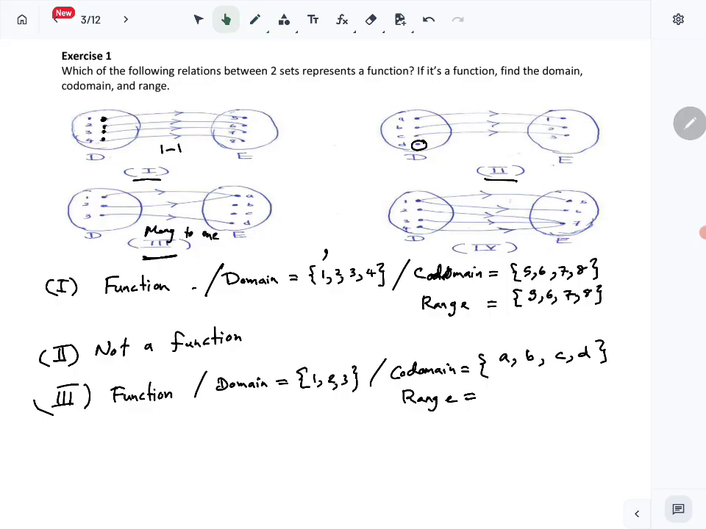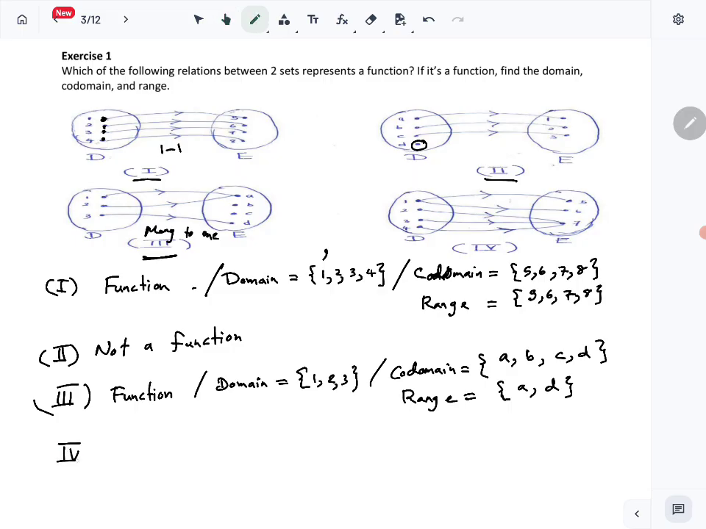What is the range? Range is only the connected ones. So only A and D are connected. So range is now A comma D. Right. So there's the difference. Codomain is all possible outputs. Range is only the connected ones. So sometimes range will not match codomain. In the first one it matched, but in this one it doesn't. Right.